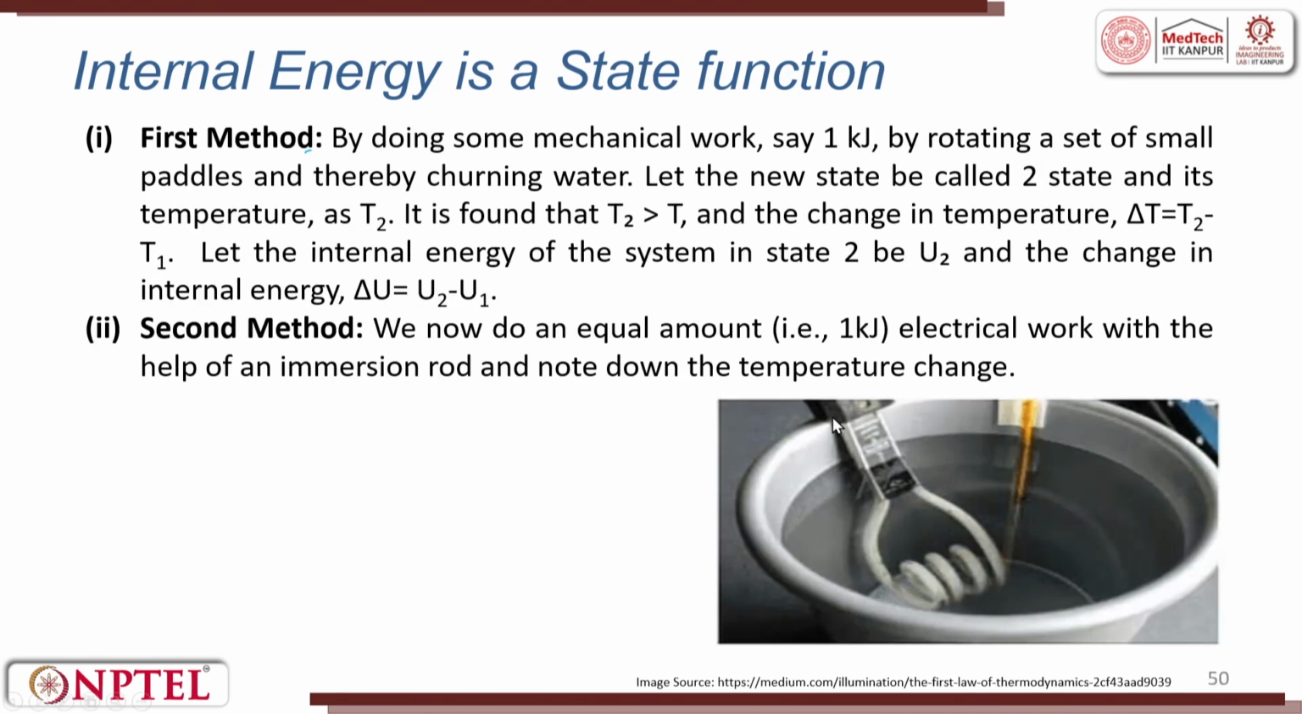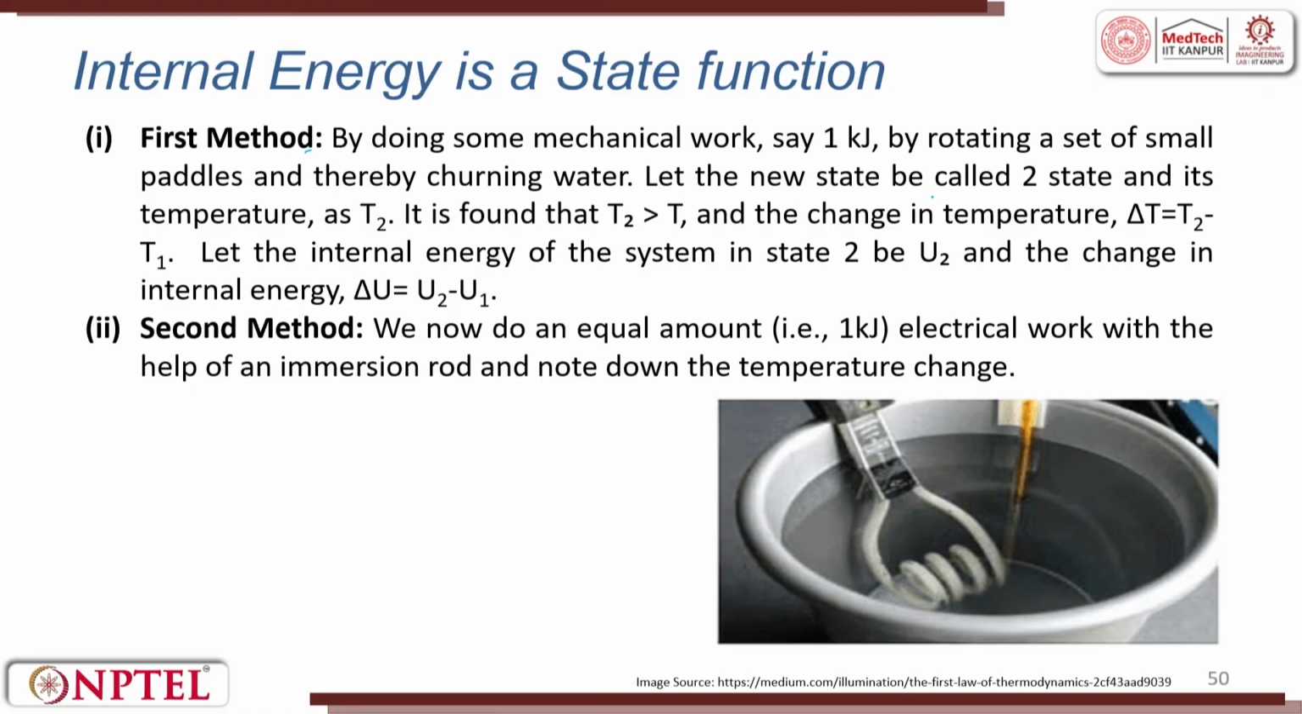The first method is you take a beaker of water, put a stirrer there, and rotate a set of small paddles, thereby churning the water. For example, you take morning milk, put Bournvita in it and use a stirrer, you keep stirring it. Let the new state be called state 2 and its temperature be called T2.